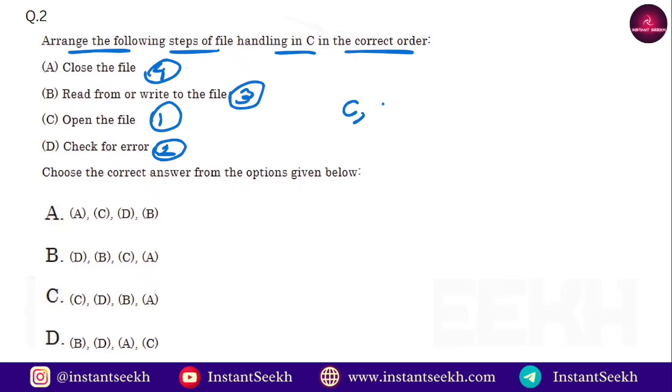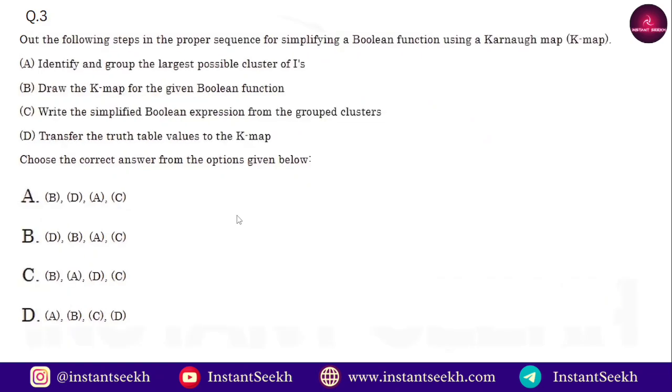Okay, so your correct pattern will be, that is, first we open the file, that is option number C, then we check for the error, that is option number D, then we do our operation, that is read and write operation, option B, and at last we close the file after our operation is done. Okay, so the correct sequence is C D B A, that is your option number C. Okay, so your correct answer is C. Let's move on to the next one.